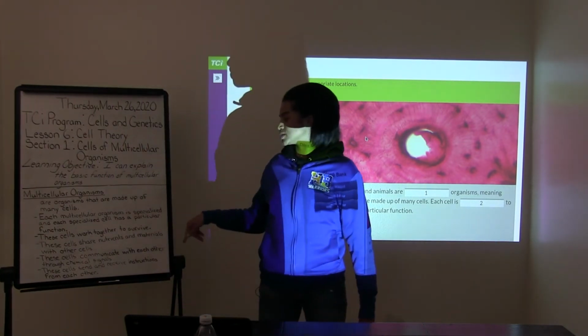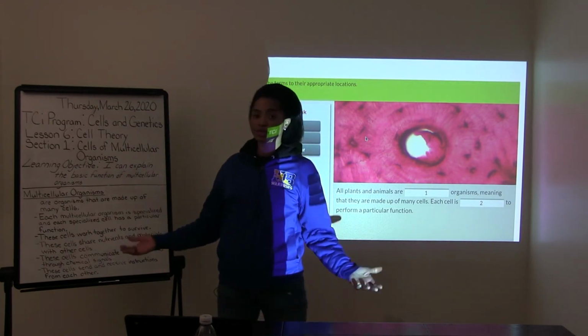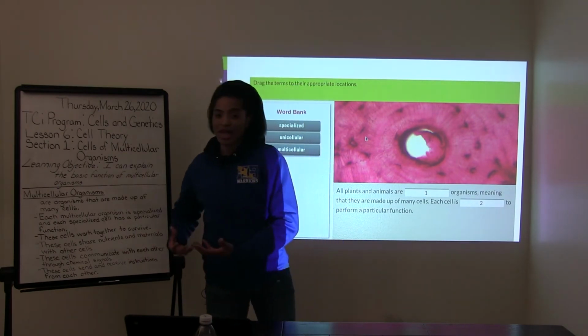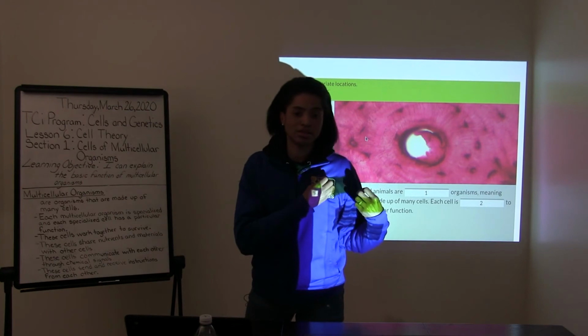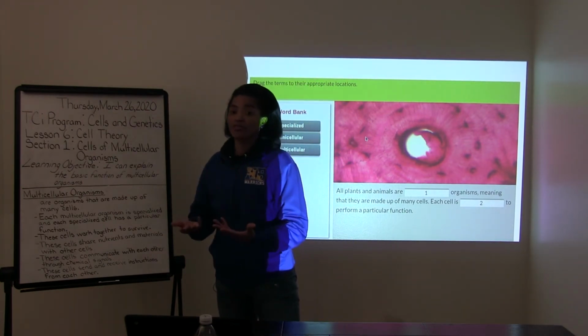All right, each multicellular organism is specialized, and each specialized cell has a particular function. All right, so the cells in the stomach, they have a particular function. The cells in the heart, they have a particular function. Cells in your skin have a particular function.